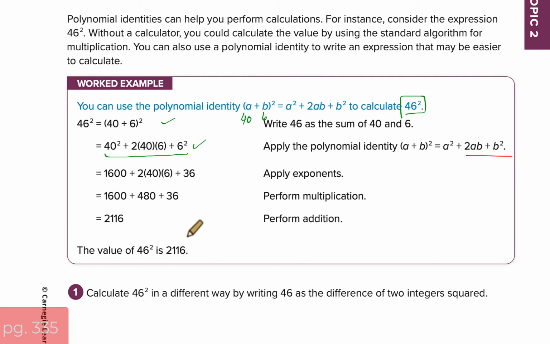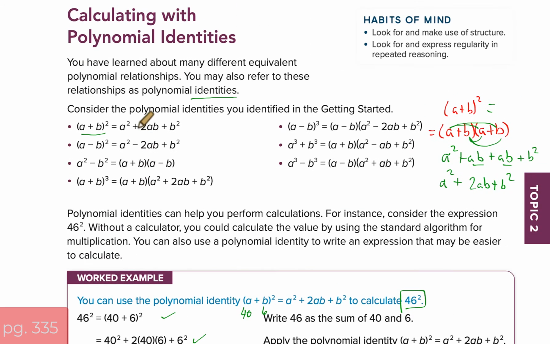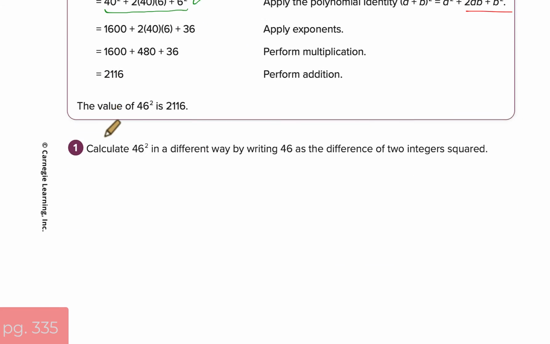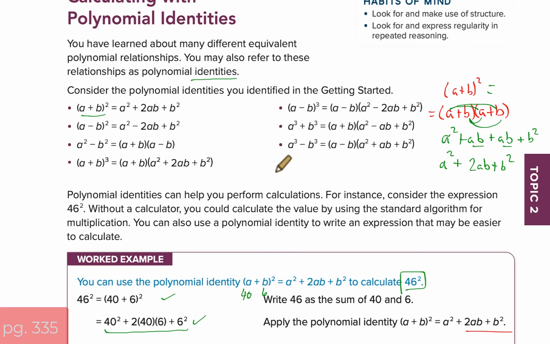Now we are going to do 46 squared a different way. Instead of using the identity for squaring a sum, we're going to square a difference. I need two numbers that subtract to give me 46. So let me write down what that identity is, which is just copied from up here, this line right here.